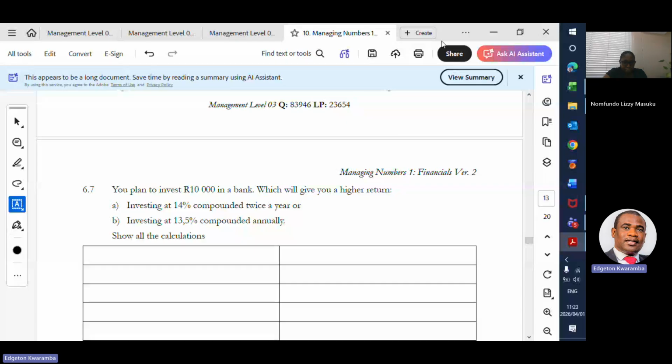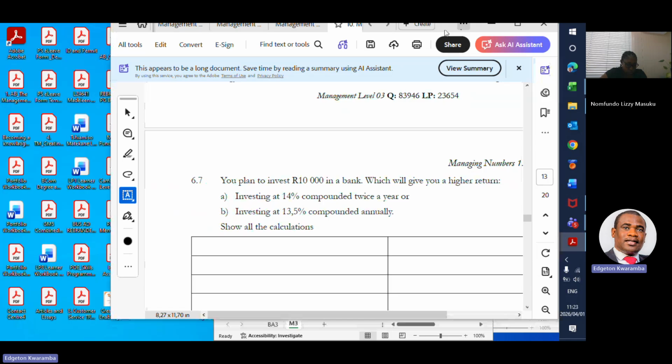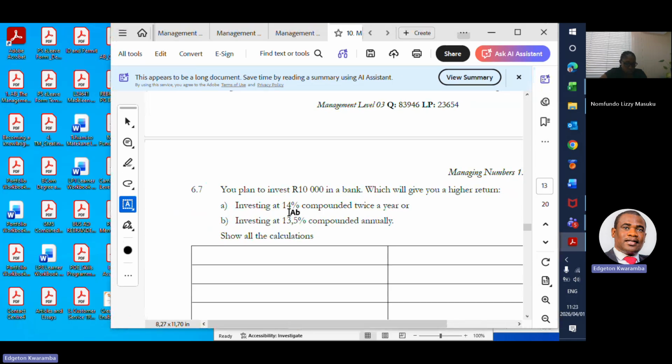If they divide, you're going to notice it with this calculation, and they get us a lot here. So we invest 10,000. Which option will give you a higher return? This one, 14% compounded twice. When they say that, it means 7% for the first 6 months and 7% for the other 6 months. So it will be 10,000 rand.